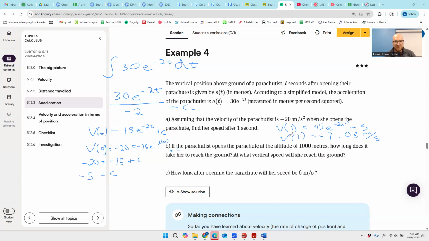Okay, the next question. If she opens the parachute at an altitude of 1,000 meters, how long does it take her to reach the ground? At what vertical speed will she reach the ground? So, next part I need to do: I'm going to write my v of t equation here, because I'm going to need it to get a displacement equation.